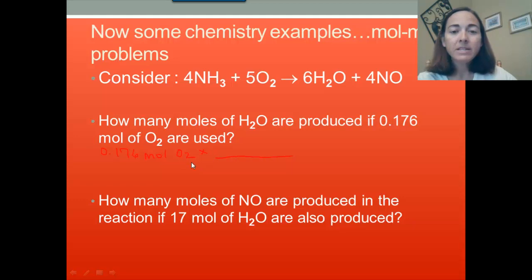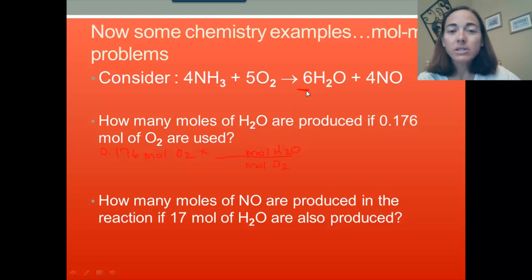Now I need to convert these units. I want moles of oxygen to cancel out, okay? And I'm going to try and find moles of water on top. What is the ratio of moles of water to moles of oxygen? Well, remember from the very beginning, that's the coefficients in the balanced equation.